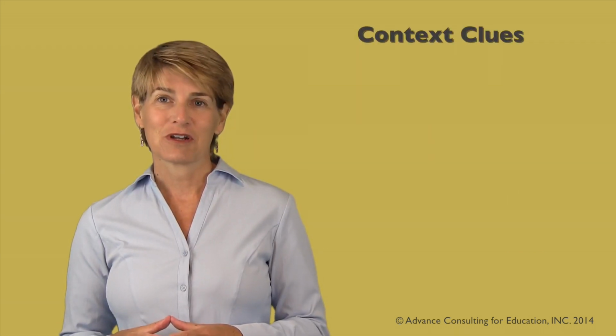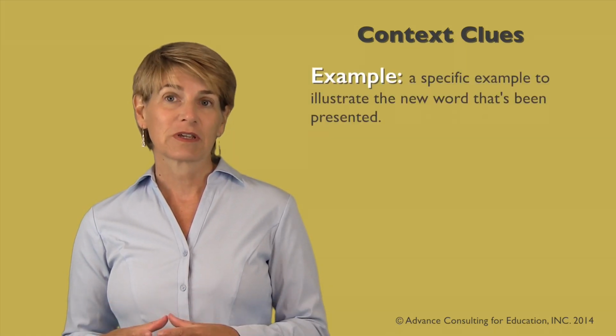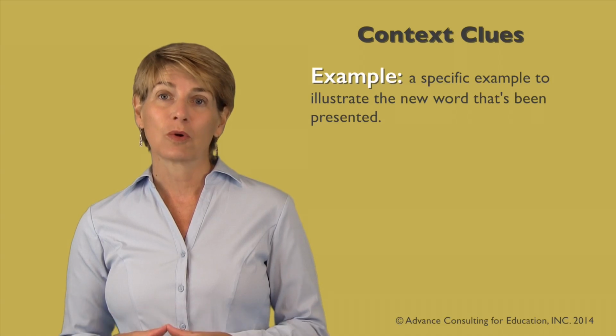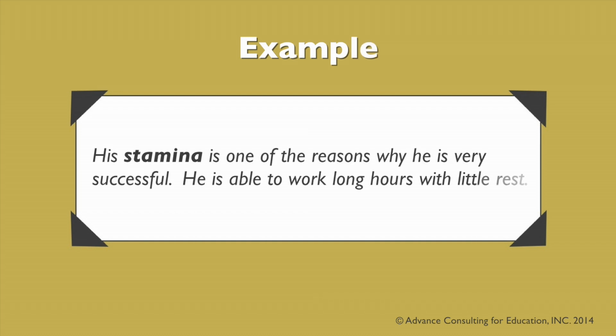The next type of context clue is an example. So the author provides a specific example to illustrate the new word that's been presented. Here's an example of an example. His stamina is one of the reasons why he is very successful. He is able to work long hours with little rest.